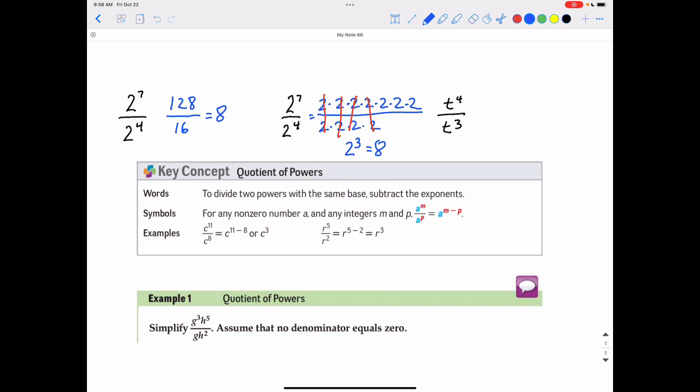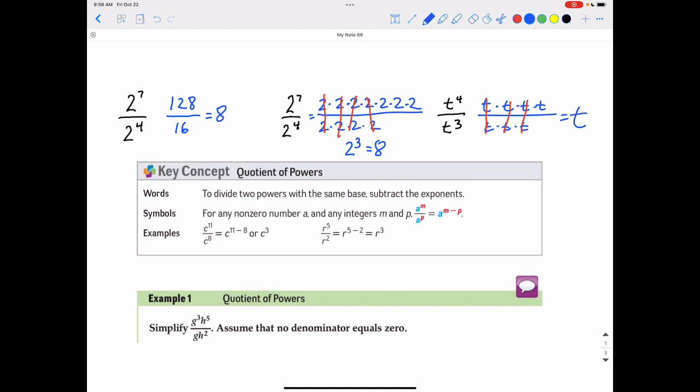Same concept can be applied to variables. If you have t to the 4th power, that's t times t times t times t. T to the 3rd power is t times t times t. And if you cancel out matching t's there, you're left with 1 t on the top, so the answer is just t.